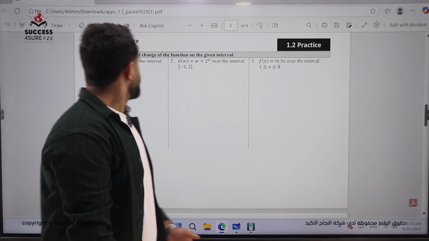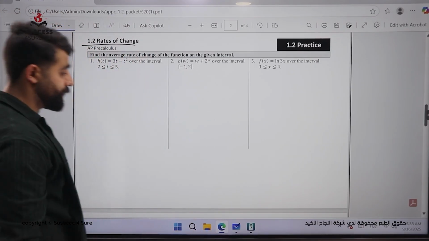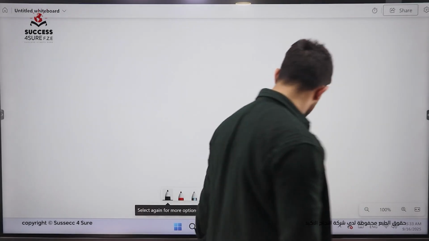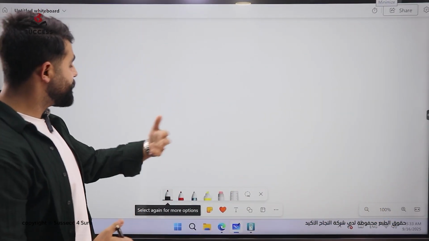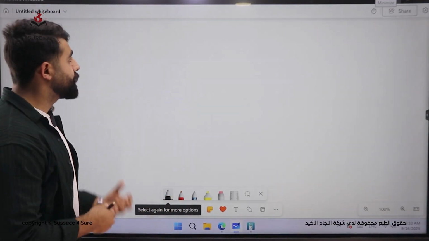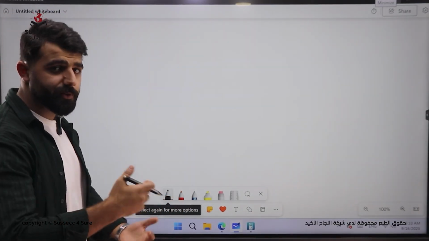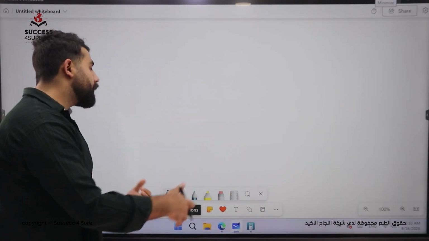Hi everyone. Today we're going to talk about rates of change. Now, to understand the idea of rates of change, we are measuring the change in the function with respect to another variable. I mean, we are studying the change in y with respect to x, we're studying the change in z with respect to t, and so on.